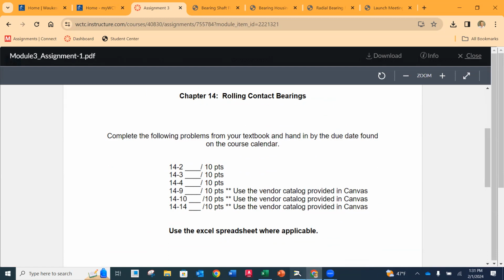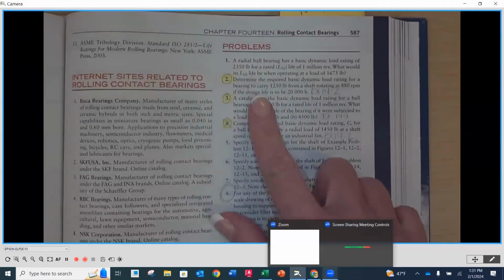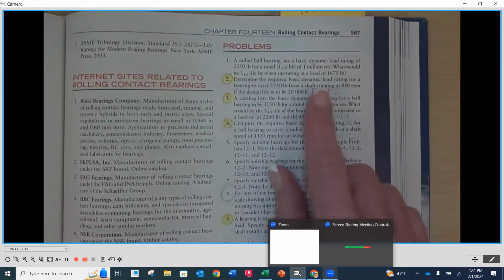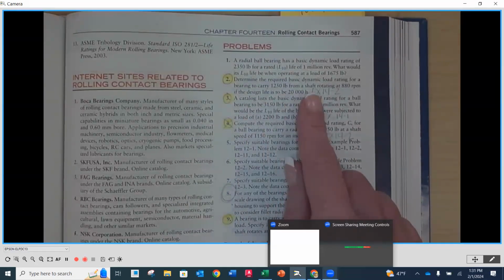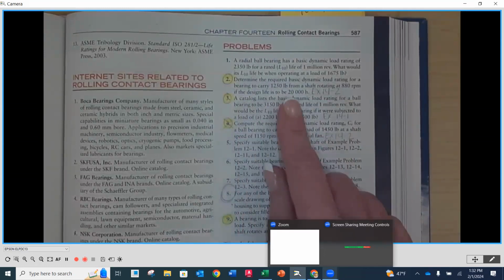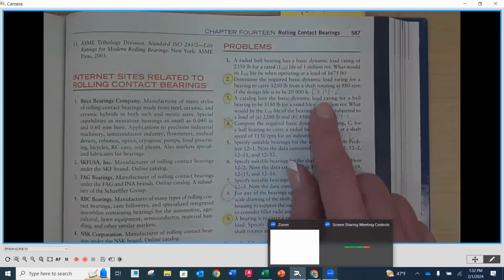As we look at those problems underneath, problem number 2: determine the required basic dynamic load rating for a bearing that is carrying 1250 pounds from a shaft rotating at 880 RPMs if the design life is 20,000 hours. Now, you could use the spreadsheet if you wanted to, or you can do the hand calculations. This is like example 14.2.